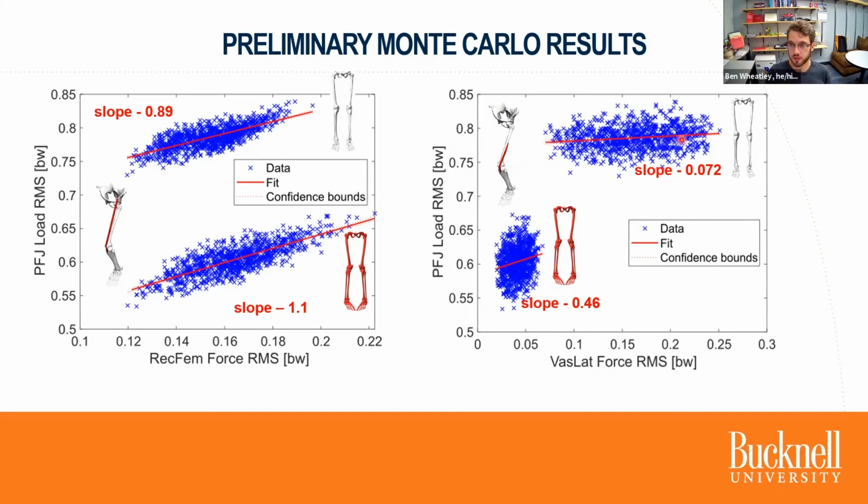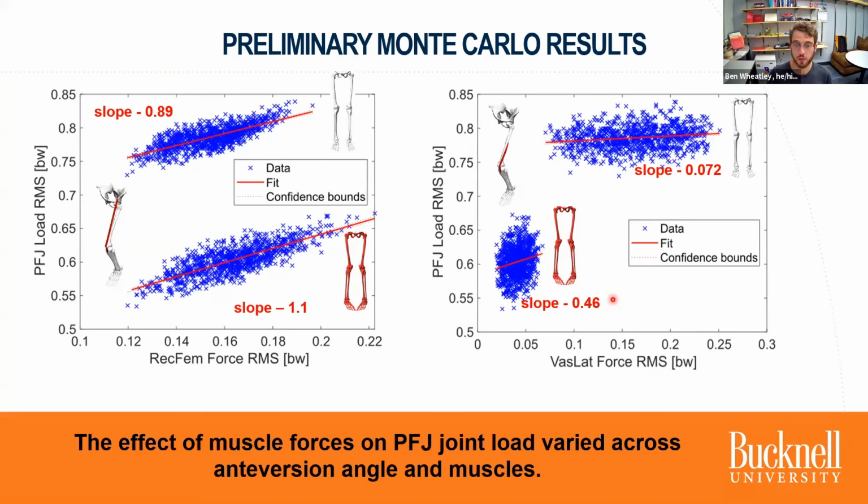We can see that for the typically developing case, there's really very little increase in that joint load as a function of vastus lateralis force. But then as we go to this extreme case of increased femoral aneurysm by 40 degrees, we really see an increase in the joint load, a much greater slope between our muscle force and our joint load here. So the takeaway from this, these are preliminary results, show that the effect of muscle forces on the patellofemoral joint load really varied across different levels of aneurysm, as well as different muscles, such as the rectus femoris or the vastus lateralis.